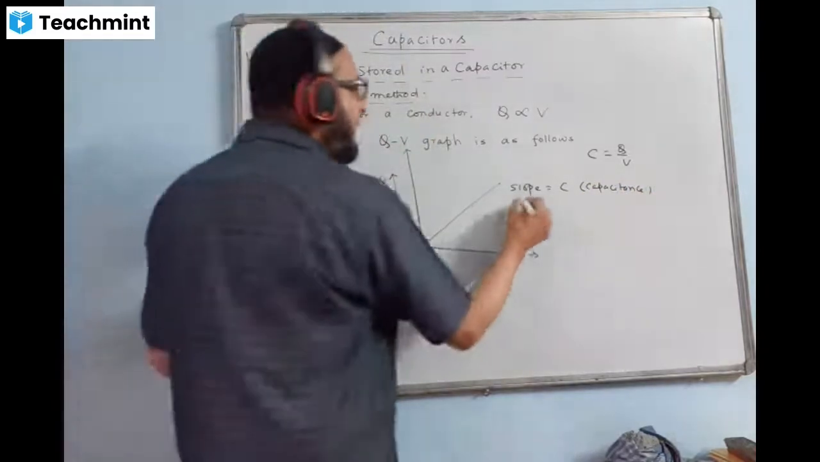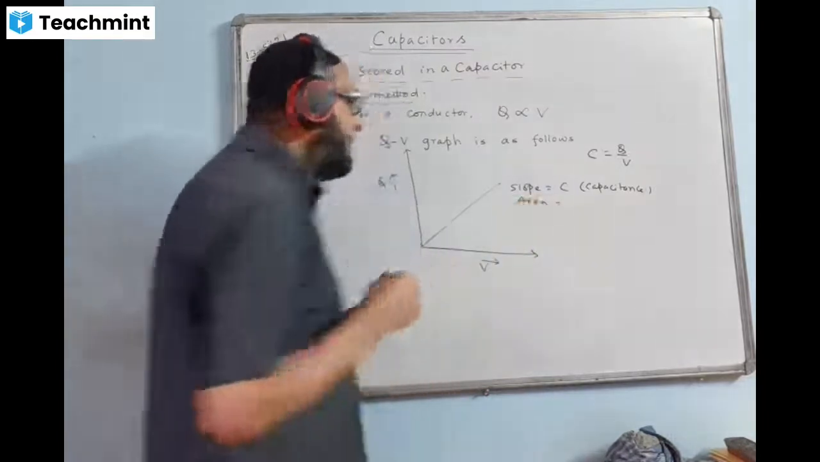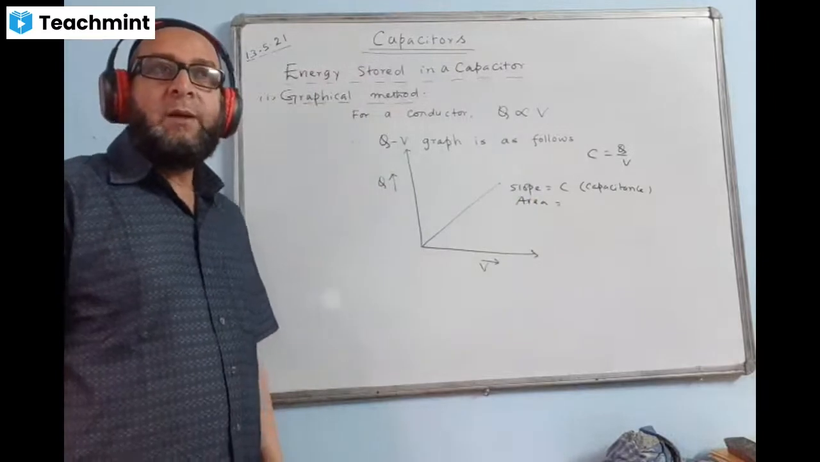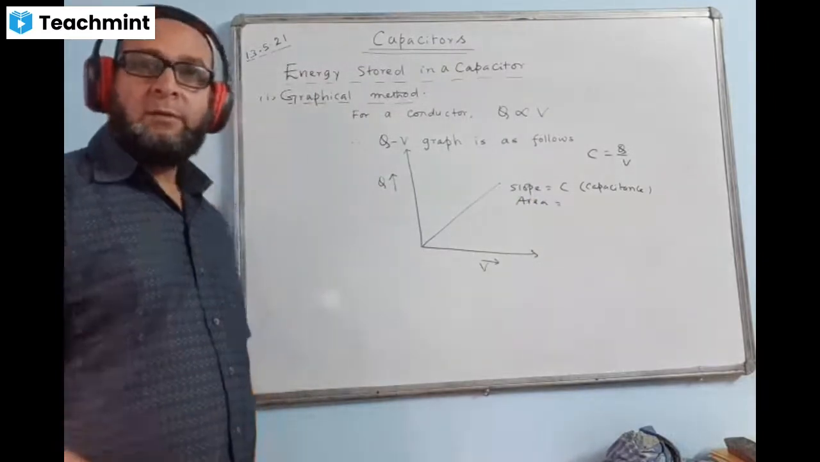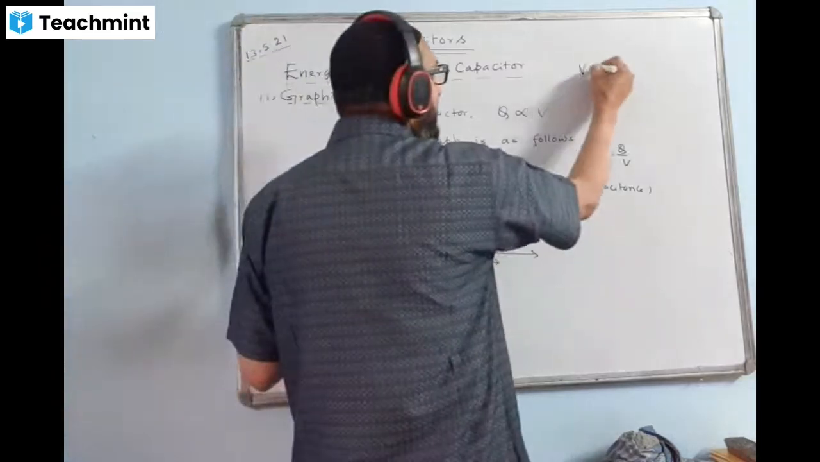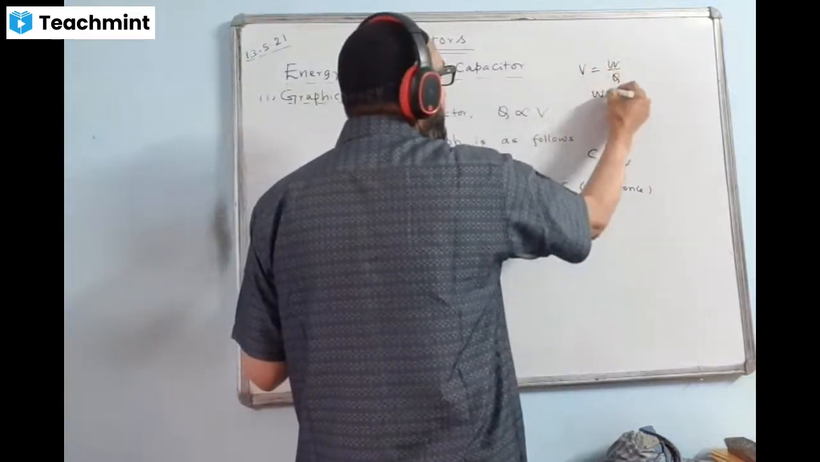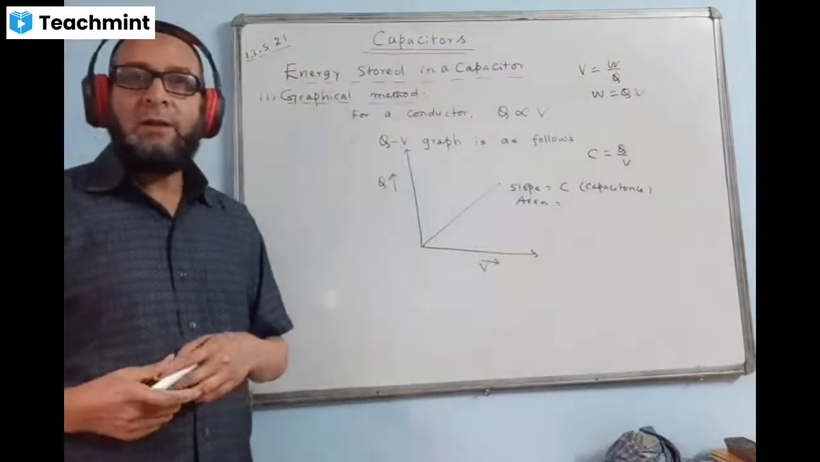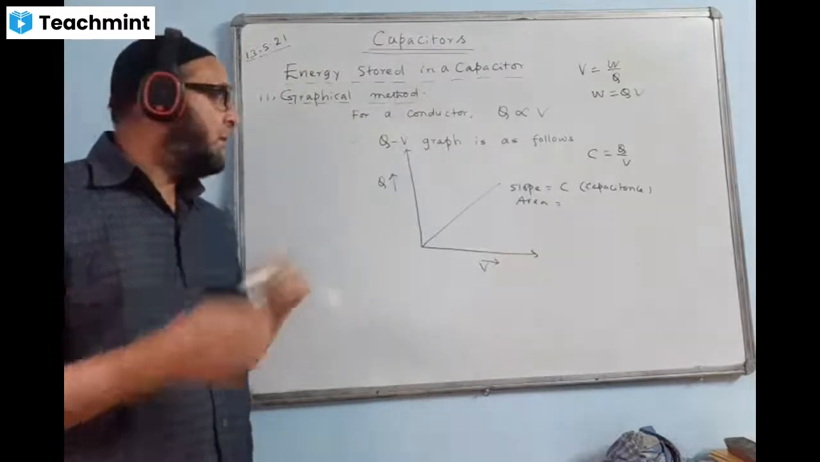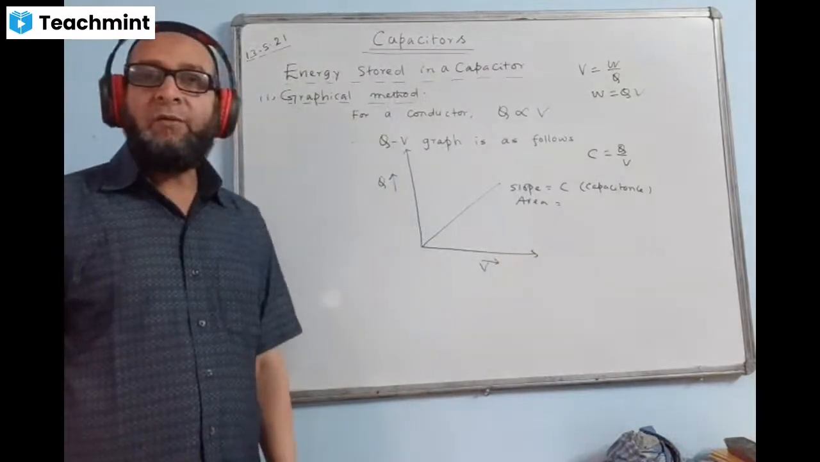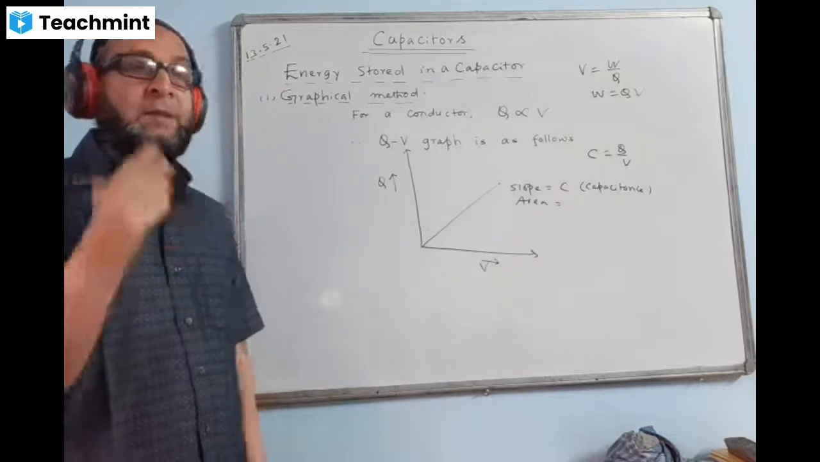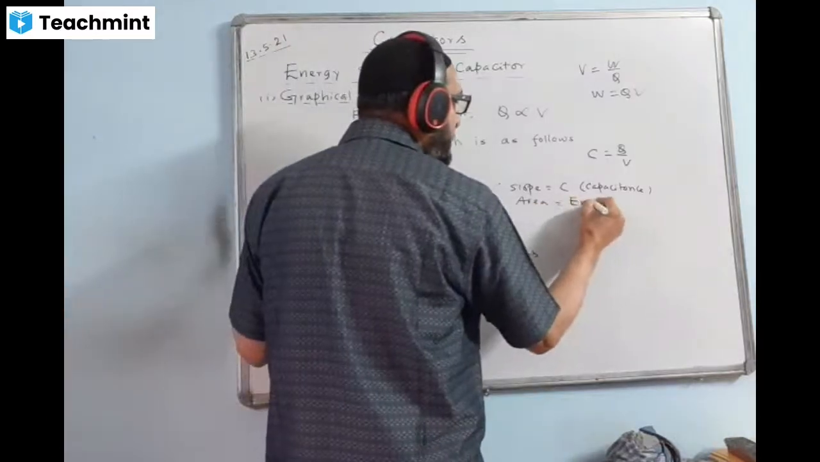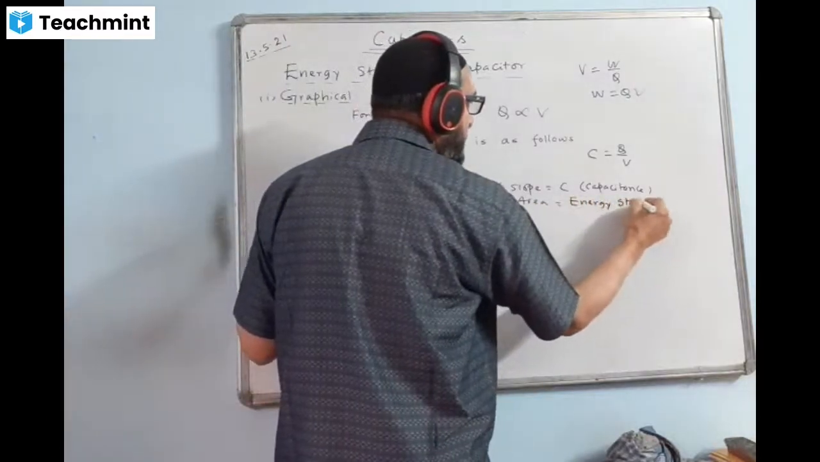And what about the area? If I find the area of this graph, you have to multiply these two values. If you multiply QV, you will get the value of work done, because from the potential formula we have work by charge. Therefore, work will be equal to QV. And the work done capacity is called energy. That means if we find the area of this graph, I will get the energy stored, or the work done capacity of the capacitor. So the area of the QV graph determines the energy stored.